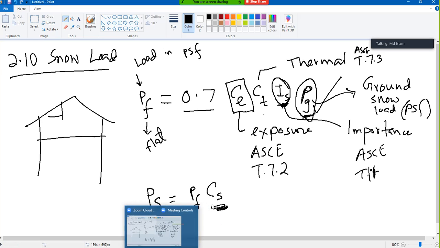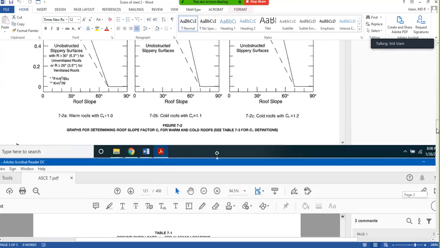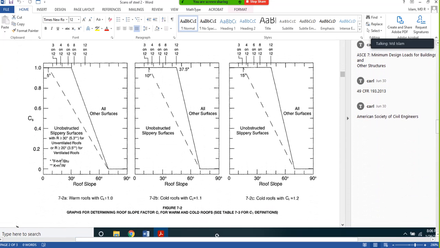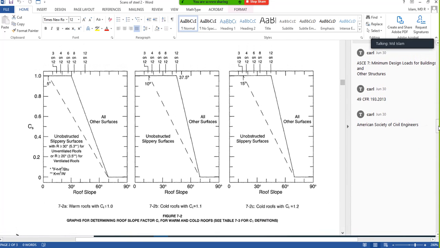How to find Cs? Again from ASCE 7, it is Figure 7-2. The vertical axis is Cs, and the horizontal axis is your roof slope: 0 degree, 30 degree, 60 degree, 90 degree. 90 degree is not possible; you cannot make a building with a 90-degree slope. Common is 45, and 30 is very common in Colorado.